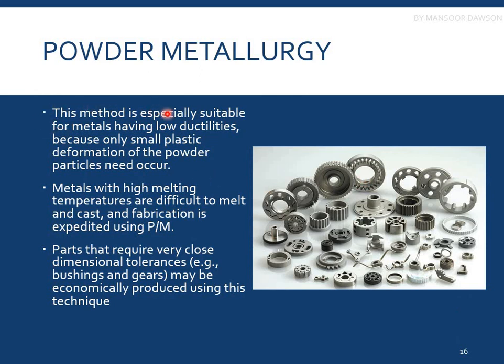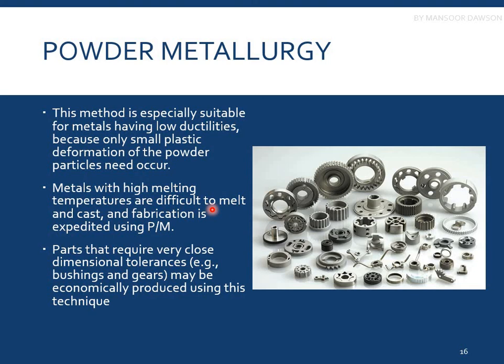This method is especially suitable for metals having low ductility. Metals which have very low ductility cannot be plastically formed or deformed, so we can use powder metallurgy techniques to create the part. Then metals with very high melting temperatures are difficult to melt and cast, since we don't always have the melting or casting facility for high temperature metals. So we can fabricate them with the powder metallurgy technique.